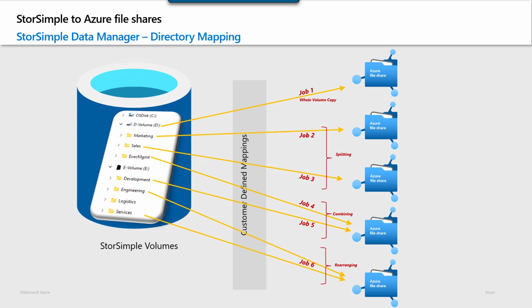So just to be clear, a single job can only have one StorSimple volume as a source and only one Azure File Share as a destination, but it can have multiple mappings between the two. Multiple jobs can be used to split data into multiple Azure File Shares or to combine data from multiple StorSimple volumes. We will explain how mappings are achieved using the mapping syntax later in this video.